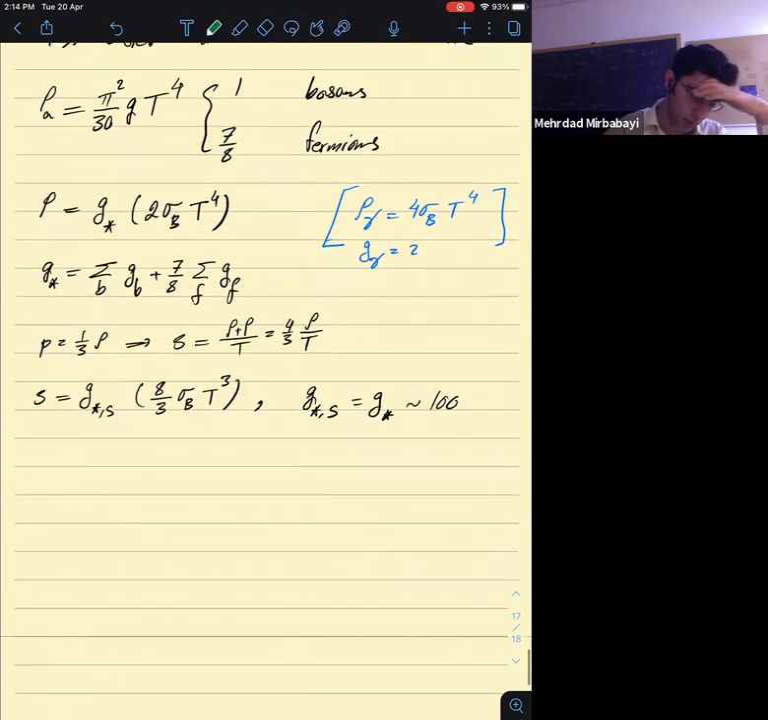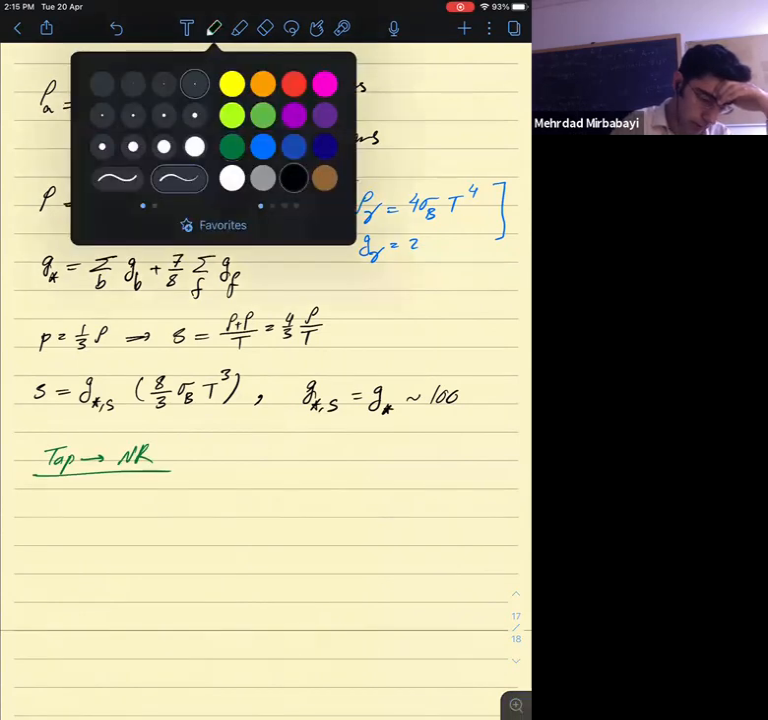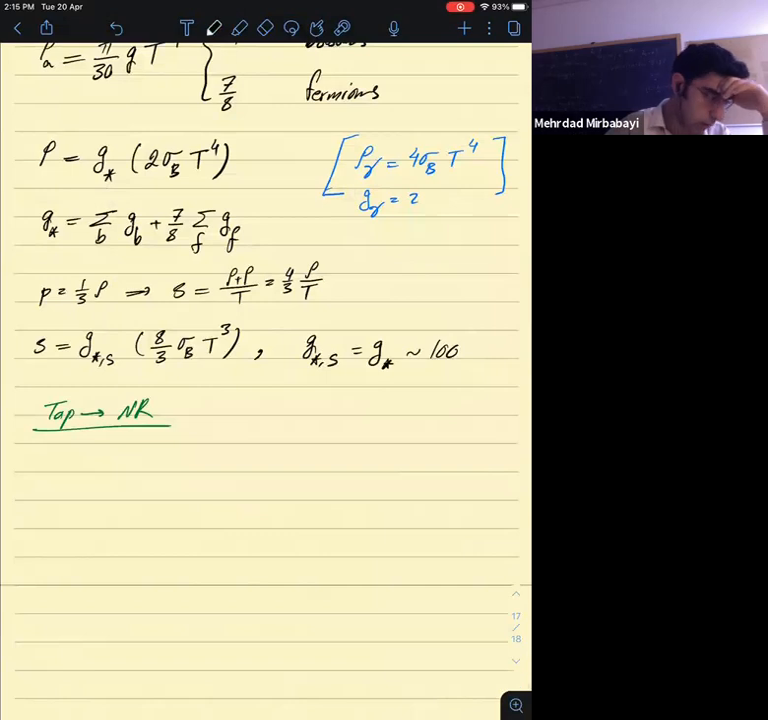So let's talk about when the top becomes non-relativistic. Well, I shouldn't call it decoupling. So what does it mean? It means that we go to temperatures much below M top. So what happens when we go to these temperatures?